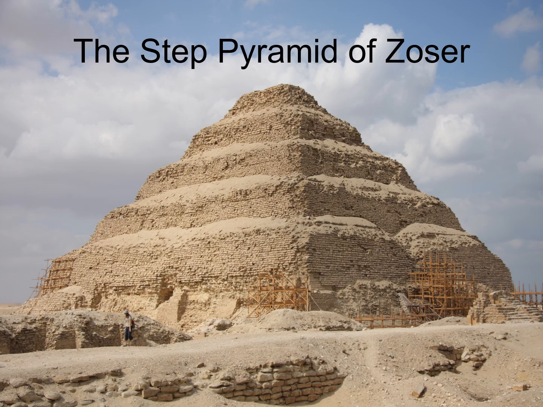So what we're looking at here is the Pyramid of Zoser. This is that first pyramid I had mentioned in the last slide. And as you can see, there's a reason why this is called the step pyramid. It looks like a series of steps, and it's not as smooth as the Great Pyramid. And just to give you a better idea of the scale here, we can see how small this tourist is in relation to the pyramid. This person looks pretty tiny compared to it.